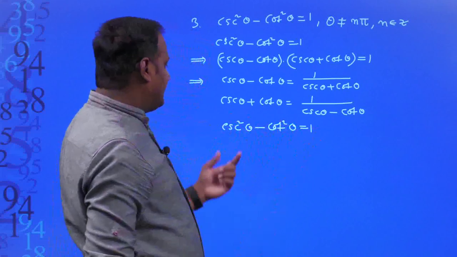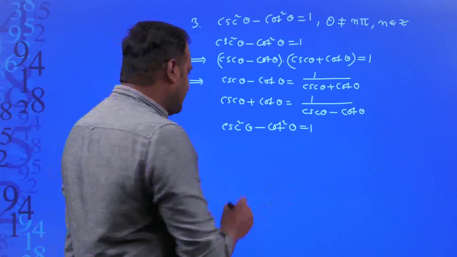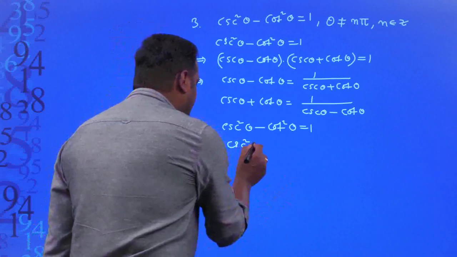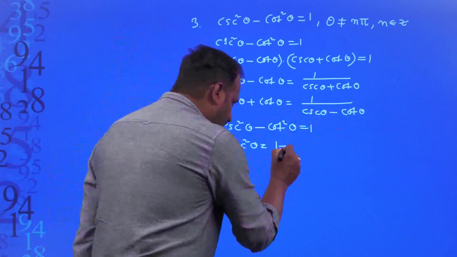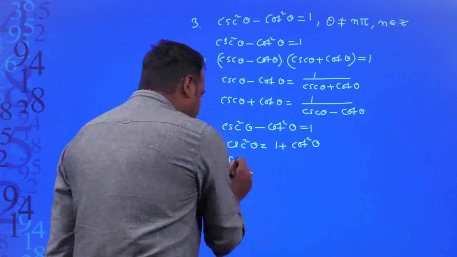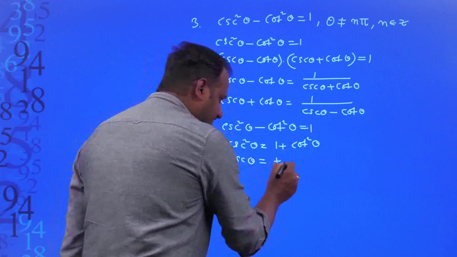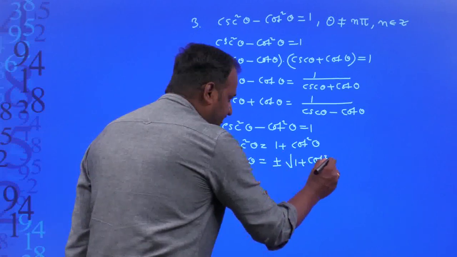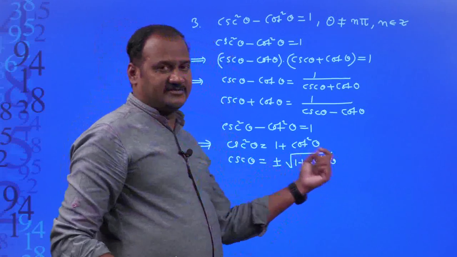And now, back to our identity, cosecant square theta minus cot square theta is equal to 1. From this, let us try to find out the values of cosecant as well as cot. Okay? From this, cosecant square theta is equal to, transposing minus cot square theta to that side, 1 plus cot square theta, and then cosecant theta is equal to plus or minus square root of 1 plus cot square theta, right? So, that is the cosecant theta value in terms of cot.